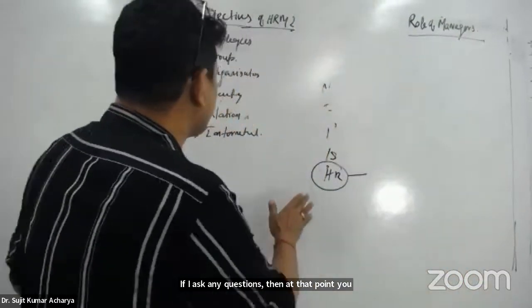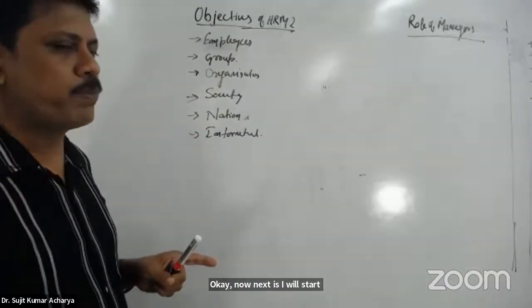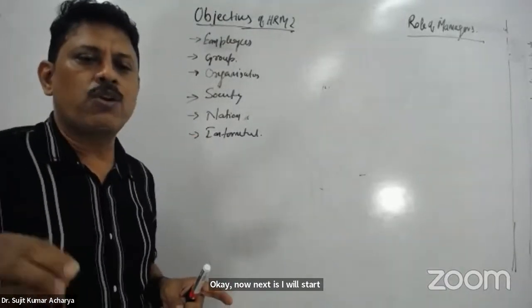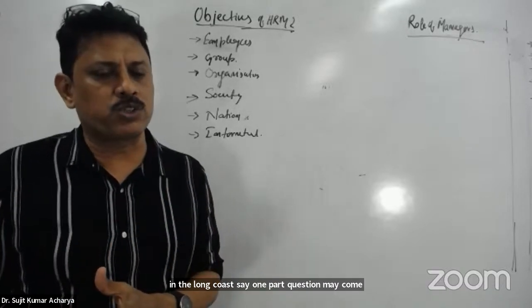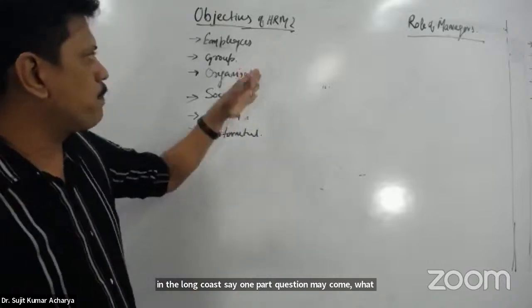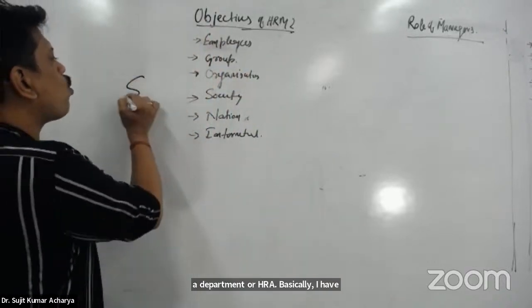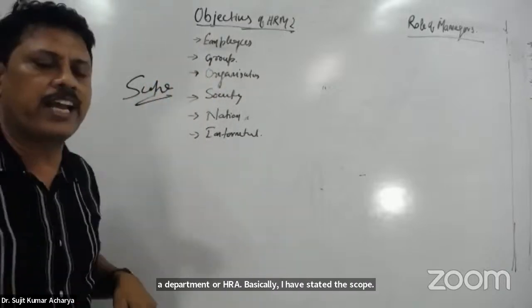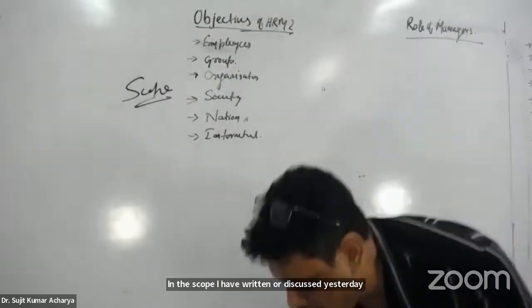Okay. Now next, I will start with the objectives of human resource management. In the long question, one part may come: what are the different objectives of human resource management, of the HR department or HRM? Basically, I have stated the scope. In the scope I have written or discussed yesterday. Whatever objectives you read in any book, you read.